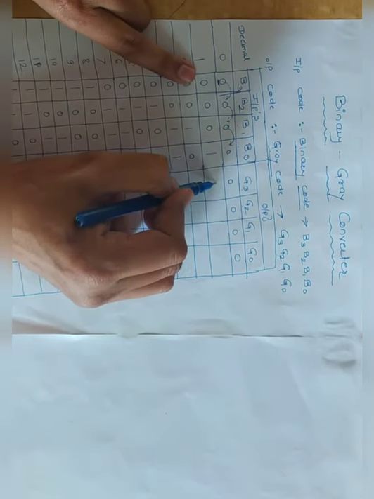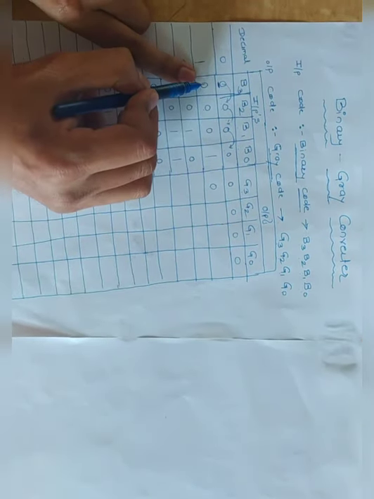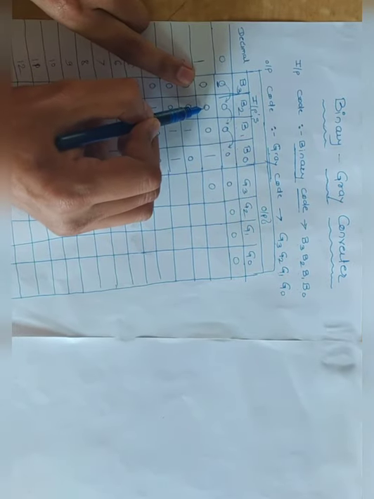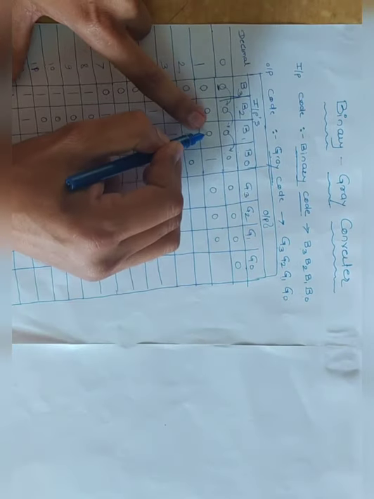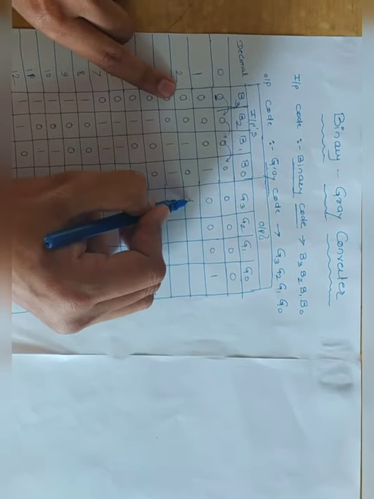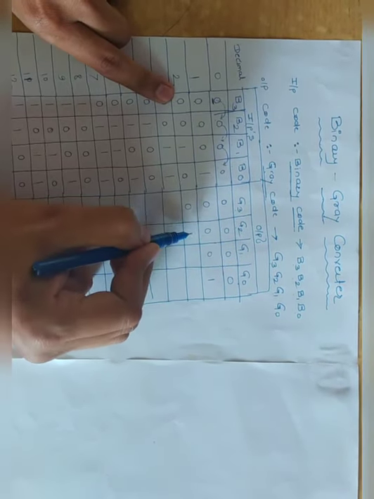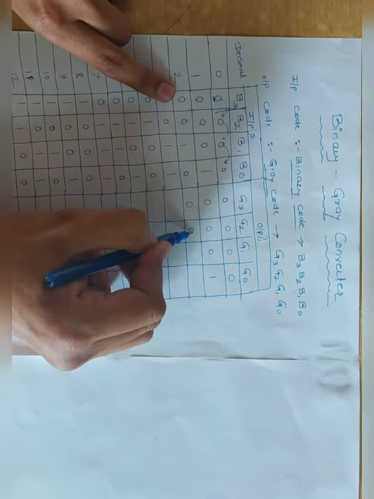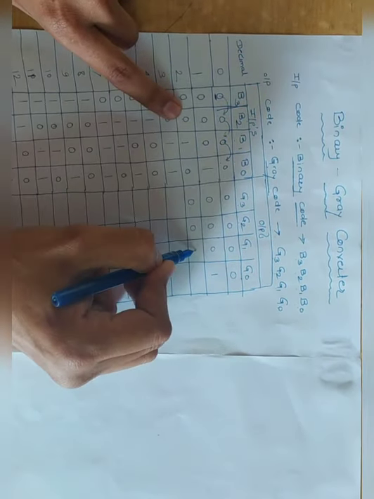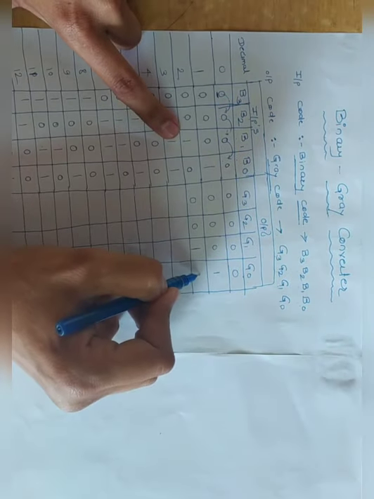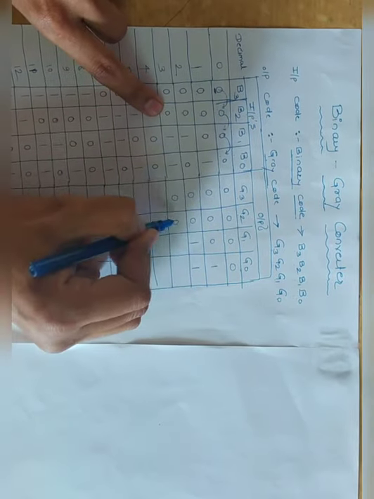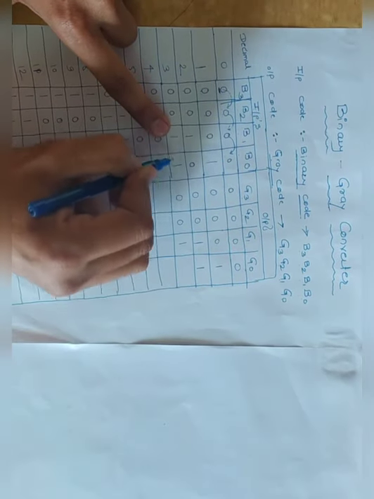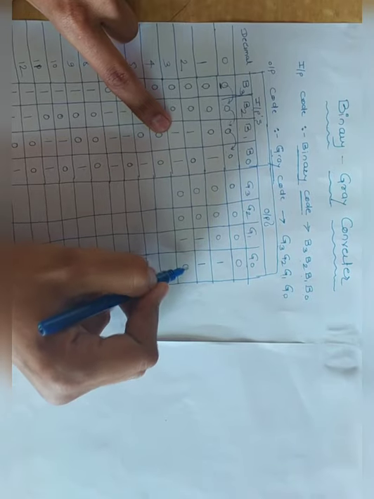For the next combination, the first bit is taken as it is. For the next bit, 0 XOR 0 is 0, 0 XOR 0 is 0, and 0 XOR 1 is 1. For the next one, the first bit is taken as it is, 0 XOR 0 is 0, and 0 XOR 1 gives 1 output. 1 XOR 0 is 1. Now 0 as it is, 0 XOR 0 is 0, 0 XOR 1 is 1, and 1 XOR 1 gives 0.